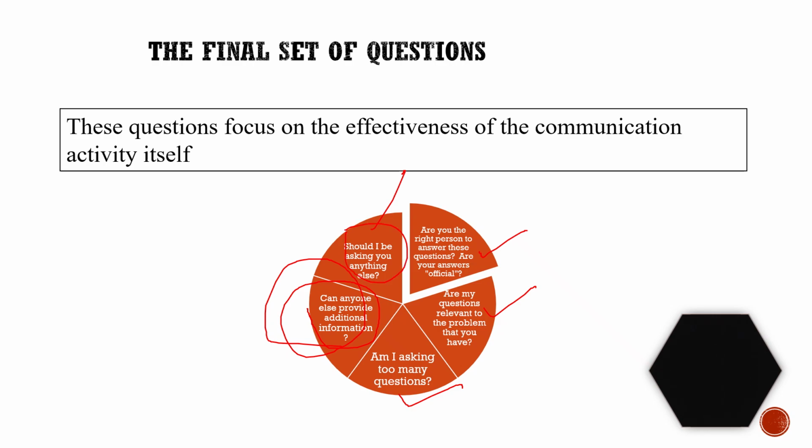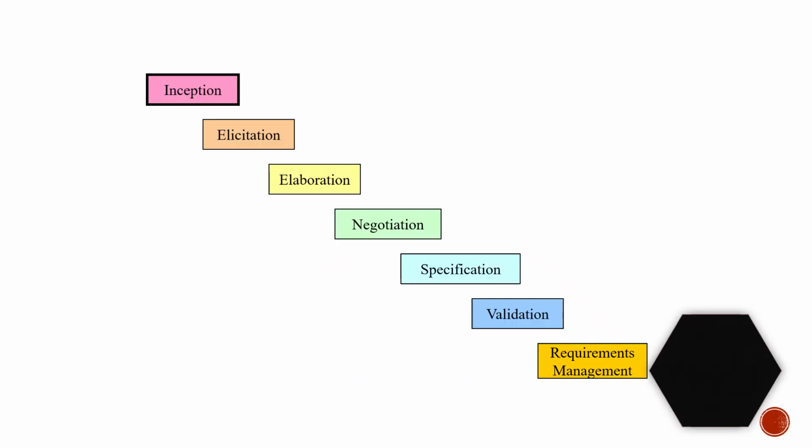Okay, moving on. So we have done inception. In this inception, we identify what problem we are going to solve, who will be involved in the solution, and who is going to initiate that solution, the business person. And now we are going to discuss the second step in requirement engineering, that is elicitation.